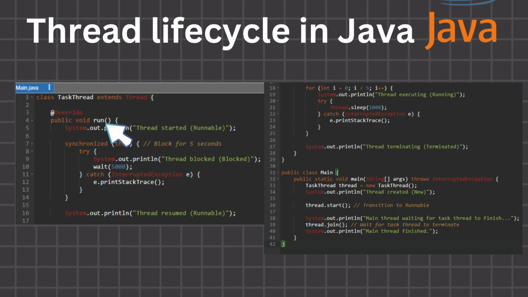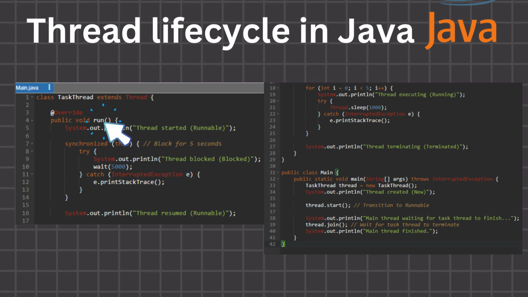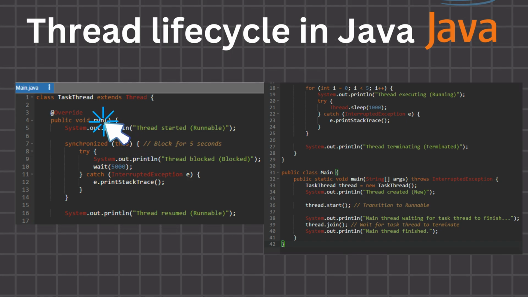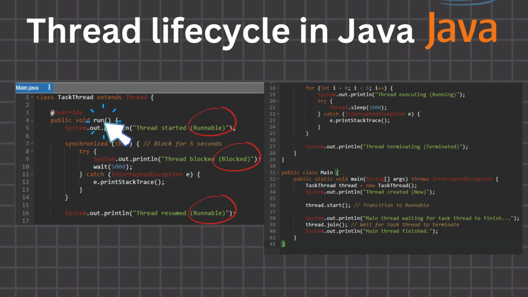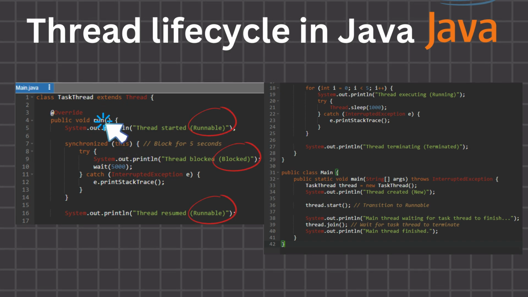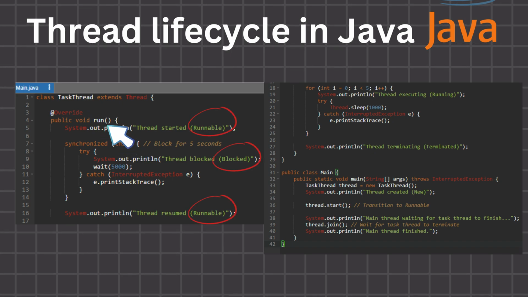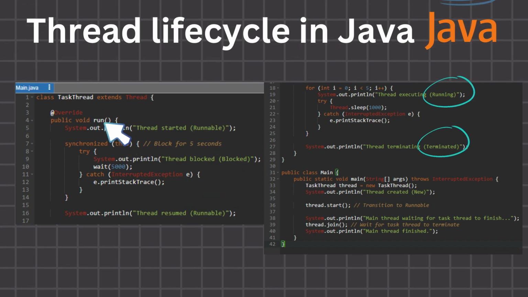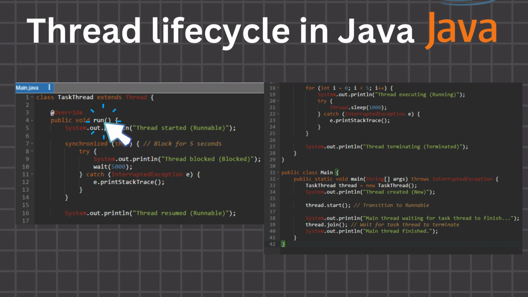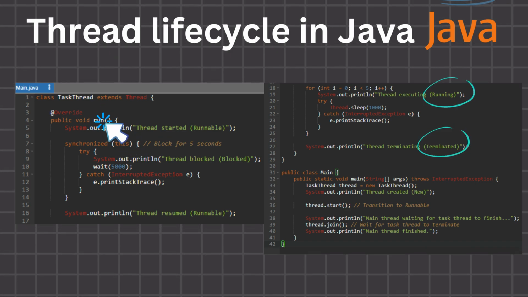The code first defines a task thread class that extends the thread class and then defines its run method, which demonstrates the different states of a thread lifecycle. The run method contains statements that represent the different states of the thread lifecycle, such as starting (runnable), blocking (blocked), resuming (runnable), executing (running), and terminating (terminated).